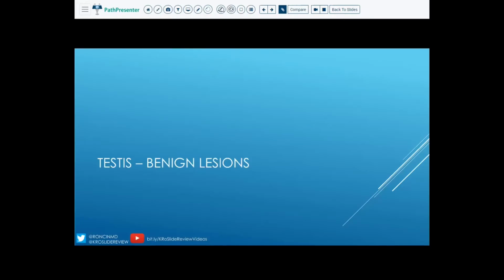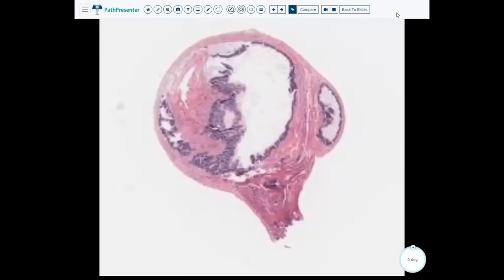Okay, so now we're going to move on to testicular lesions, in particular looking at benign lesions of the testis. What we can see is that this is very well circumscribed.